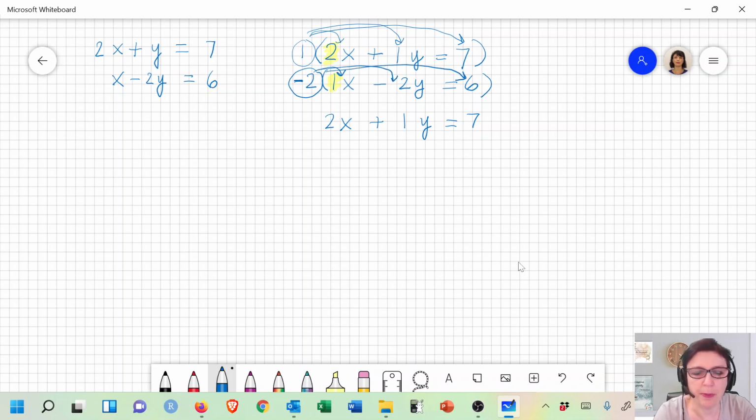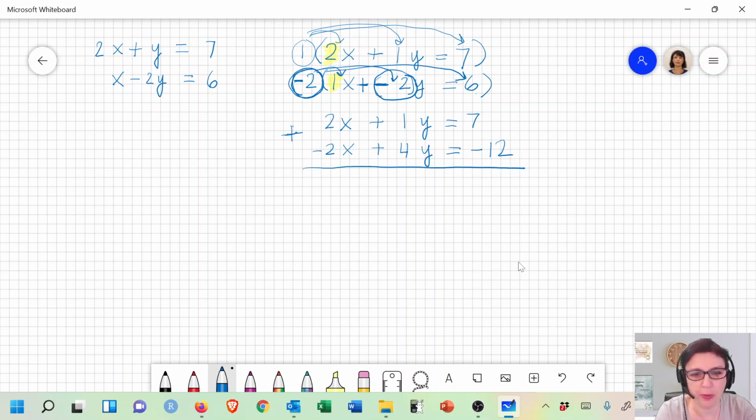So what will happen when you multiply negative 2 by 1? You can use your calculator if you want, but that's just going to stay negative 2x. Now over here, just to make sure we don't mess up, whenever you see a minus between the terms, you can always insert a plus in front of it, because subtracting or adding a negative is the same thing. So basically you are multiplying negative 2 by negative 2 over here, and that's going to be positive 4. So this will be plus 4y equals negative 2 times 6, which is negative 12.